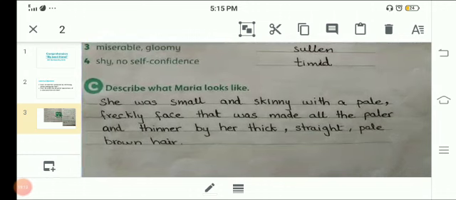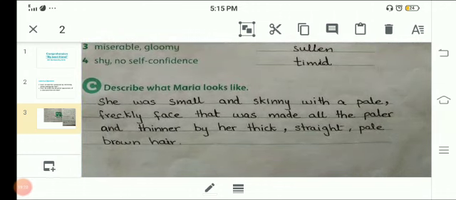I have written here the same lines from the text, but you can also write it down in your own words. What is written in the text about how Maria looks? She was small and skinny with a pale, freckly face that was made all the paler and thinner by her thick, straight, pale brown hair. So this is the physical description written in the text. You can also describe Maria's looks in your own words.